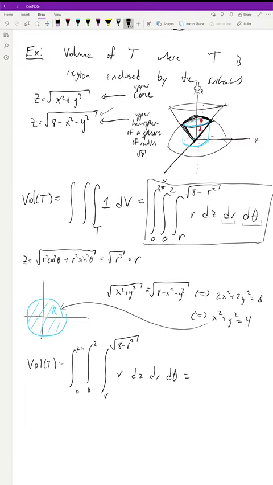So evaluating the innermost integral, 0 to 2 pi, 0 to 2. There is no z's anywhere. Okay, so the antiderivative is just going to be r d or rz, and z will be replaced by root 8 minus r squared minus r squared and dr d theta. Okay.